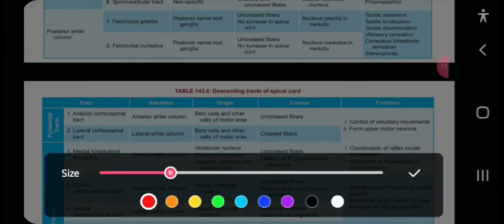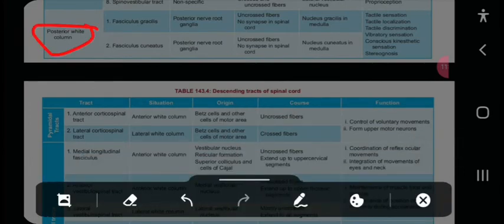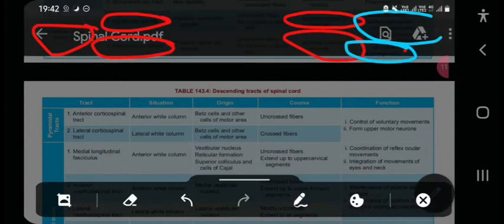Posterior white column, fasciculus gracilis and fasciculus cuneatus, posterior nerve root ganglion, uncrossed fiber, no synapse in spinal cord, nucleus gracilis in medulla, nucleus cuneatus in medulla. Tactile sensation, tactile localization, tactile discrimination, vibratory sensation, conscious kinesthetic sensation, stereognosis.